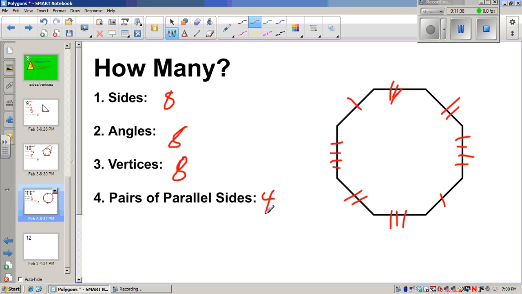And what I want you to notice here is that shapes or polygons that have an even number of sides have parallel sides, and polygons that have odd numbers of sides do not.